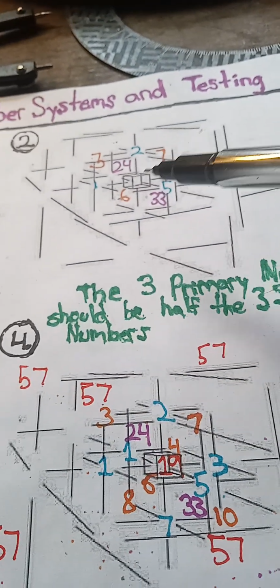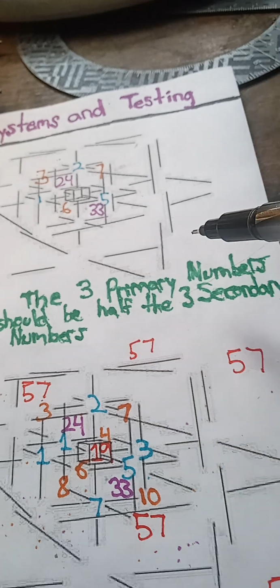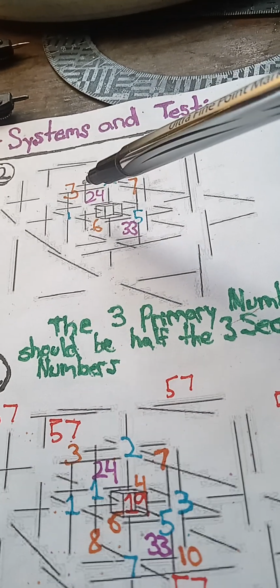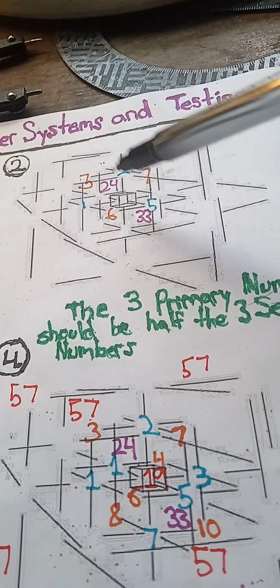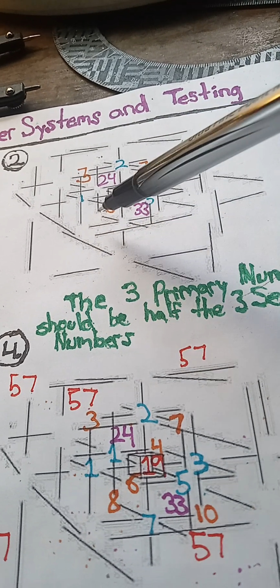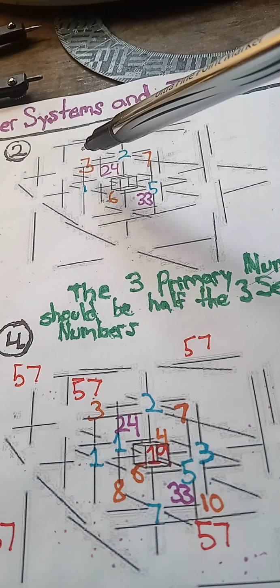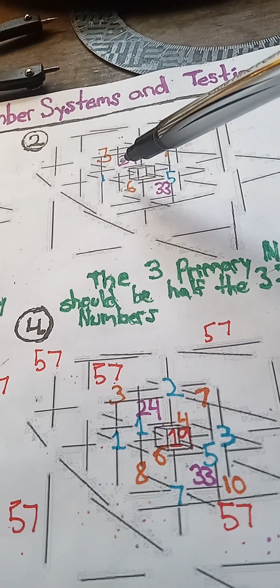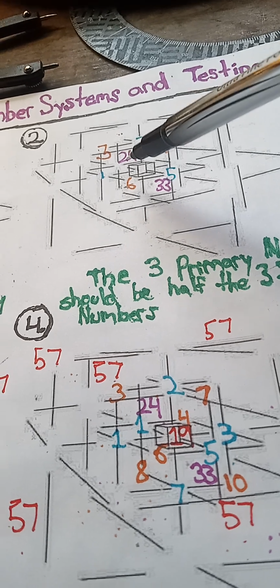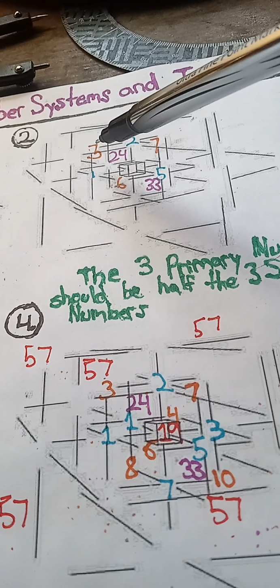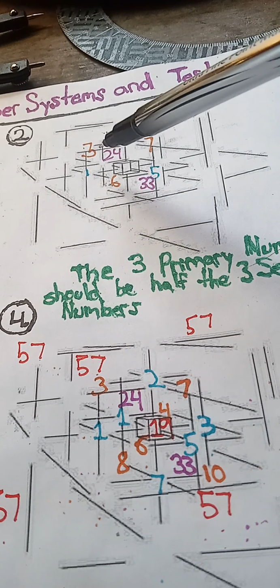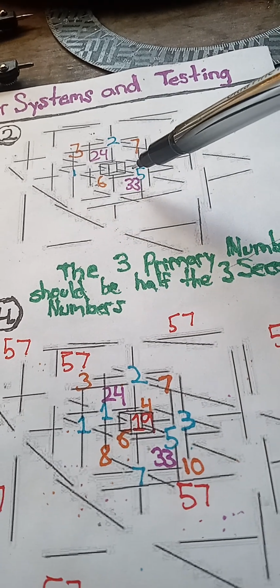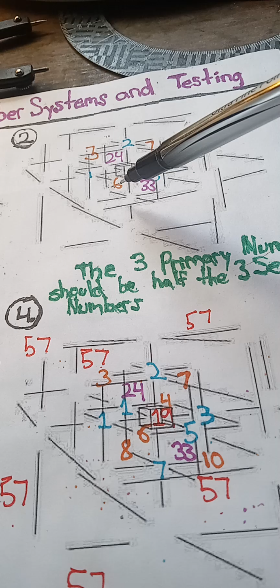Number 2, the 3 primary numbers should be half the secondary numbers. So for a cubic octrant, and that's what this is, it's a cubic and it's an octrant, one of 8 openings around the center cube, these numbers will appear at the inner corners of the inner cube. So the primary numbers are blue and the secondary numbers are orange.